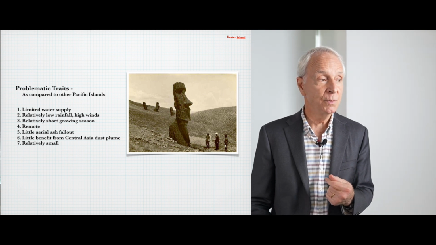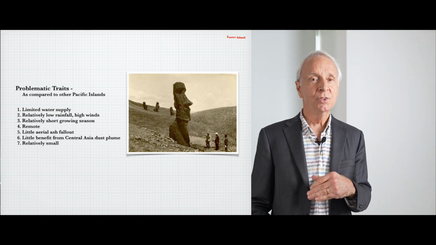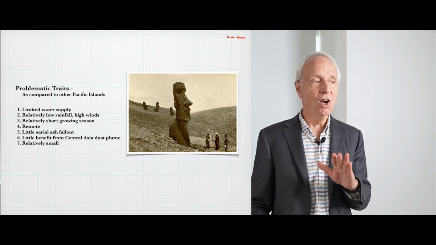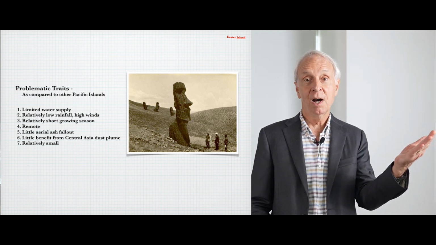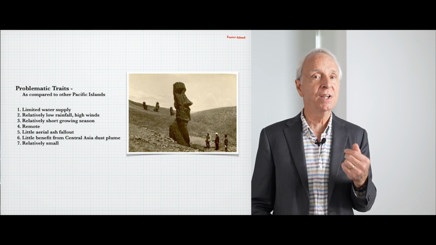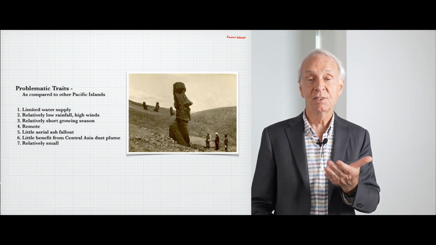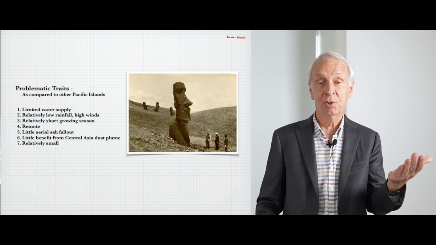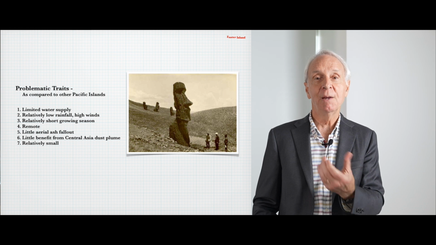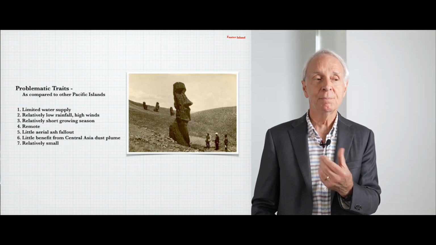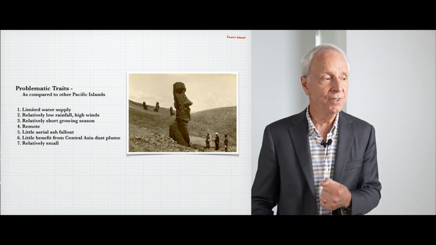And there were also two things that had to do with its position in the Pacific. Two things that are great about Pacific Islands is they often have aerial ash fallout from volcanoes in other parts of the Pacific, but that was very limited here on Easter Island. Also, many of these islands benefit from the Central Asia dust plume, which comes over the Pacific and drops very fertile, high mineral soil in those areas. But Easter Island's a long way from Asia, and so it didn't really get much benefit from that.